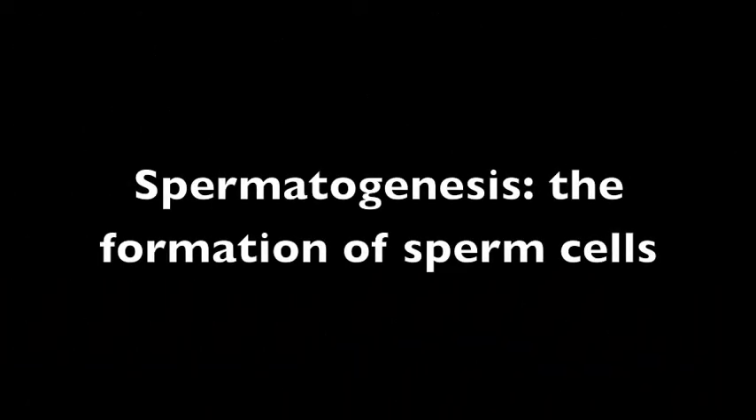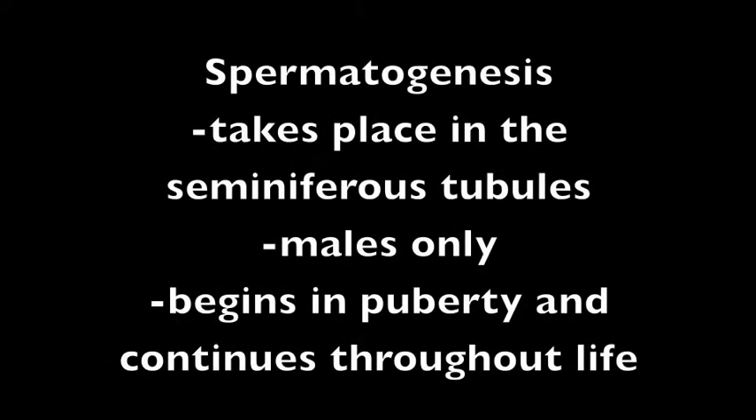Spermatogenesis is the formation of sperm cells. The process takes place in males in the lining of the seminiferous tubules. Spermatogenesis begins during puberty and continues throughout life.